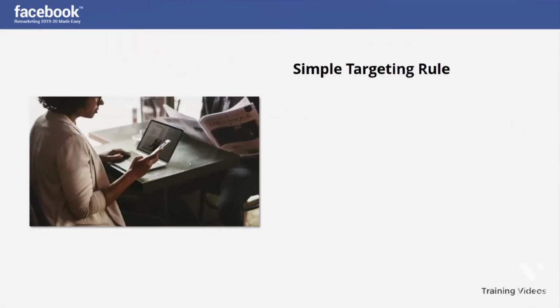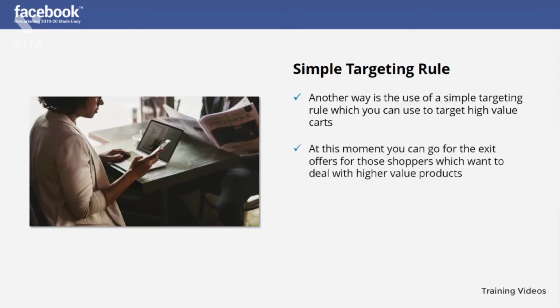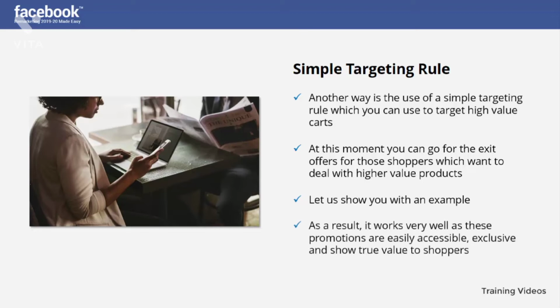Simple targeting rule. Another way is the use of a simple targeting rule which you can use to target high-value carts. For shoppers who have a certain dollar amount in their cart or a specific item, you can present them offers using the simple targeting rule. At this moment, you can go for the exit offers for those shoppers who want to deal with higher value products. Let us show you with an example. Let's say you usually offer 10% off, but at this time, you will also offer them free shipping because they are a high-value shopper. As a result, it works very well as these promotions are easily accessible, exclusive, and show true value to shoppers.